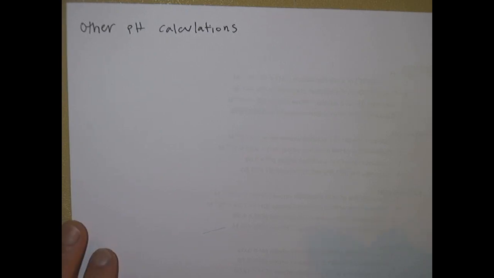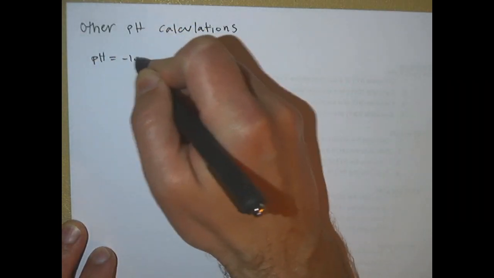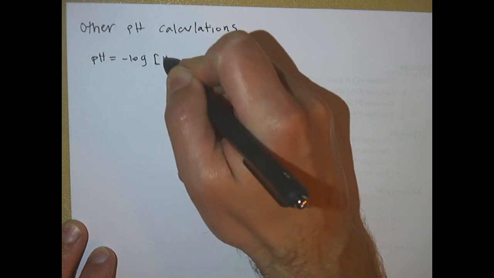Hi friends, today we're going to look at some of the other pH calculations you can do with the help of the pH square, which we'll get to in just a moment. So what we've learned so far is that pH is equal to the negative log of the concentration of the hydronium ion, the H plus ion, and that is how you solve for pH.